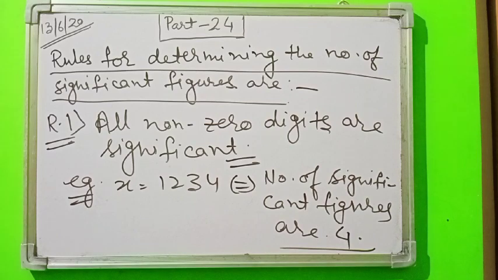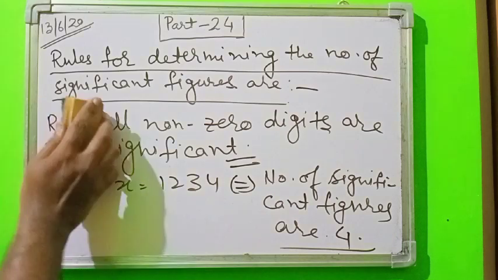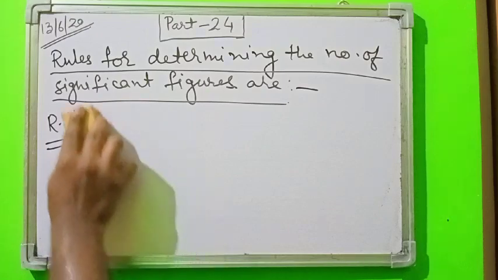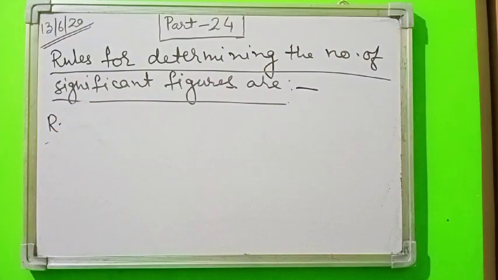Second one is: all zeros between two non-zero digits are treated as significant.